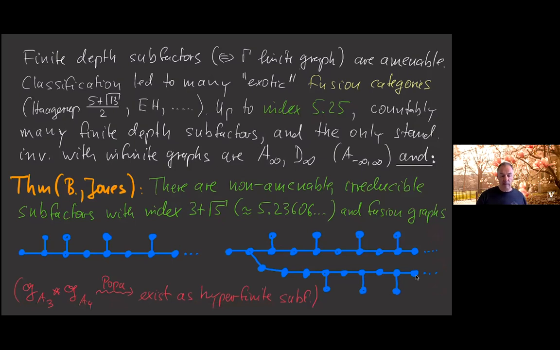Okay, there are hyperfinite subfactors with these infinite graphs, and they are non-amenable, because the norm of these two graphs is less than 3 plus square root of 5, okay? So the standard invariant will a priori not classify them, at least we don't know whether it does or not, right?